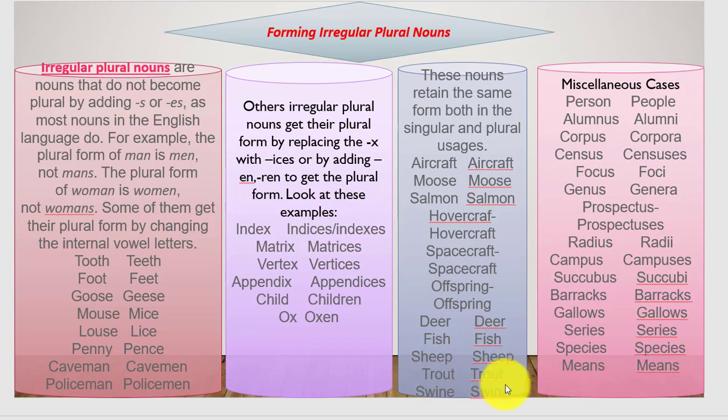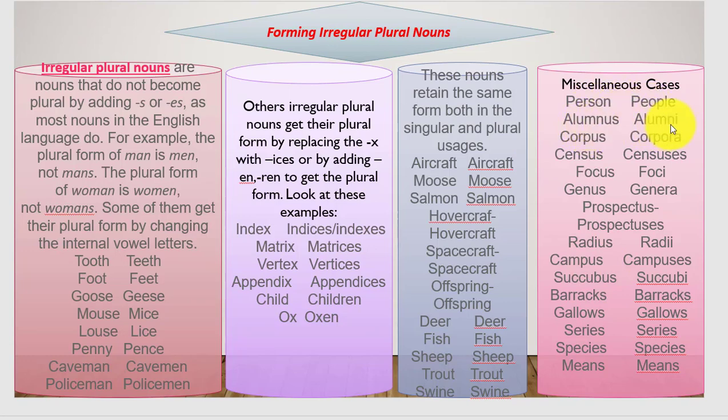trout and swine. So the next category consists of miscellaneous cases where the plural is formed under different rules, or they remain the same in both cases. If they are used in the singular, they have the same form. If they are used in the plural, even then they have the same form. So person, people: one person, many people.